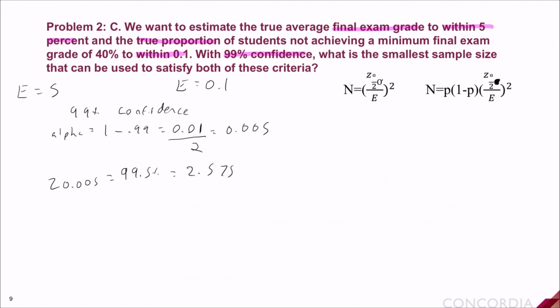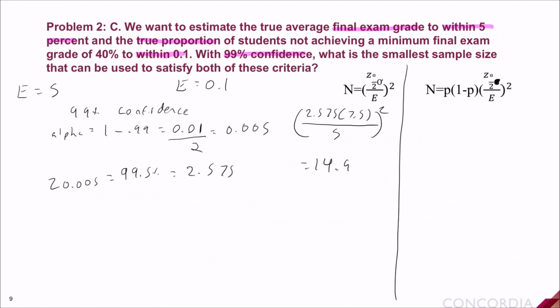And now that we have all the information we need, we can plug it into the equation. We'll start with this one for the average grade, and that'll be a z-score of 2.575 times the standard deviation, which we found in the previous problem, which was 7.5, over the error margin of 5% squared. And that'll give us a value of exactly 14.92, which we can't have a fraction of a grade, so we have to round up to 15. And that's our answer for this criteria.